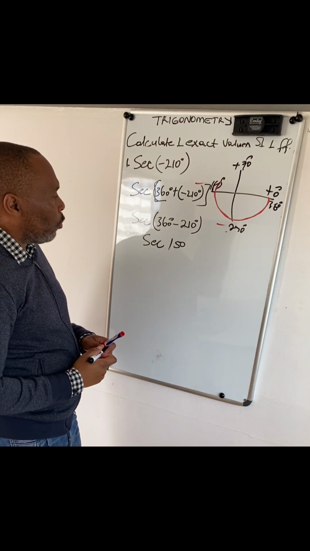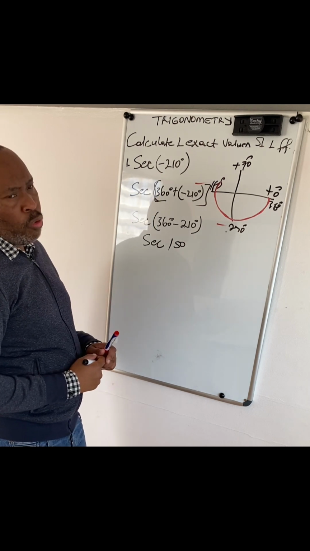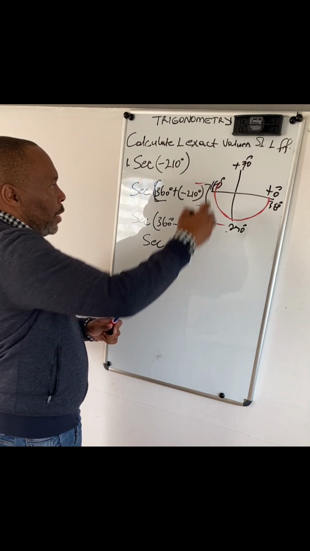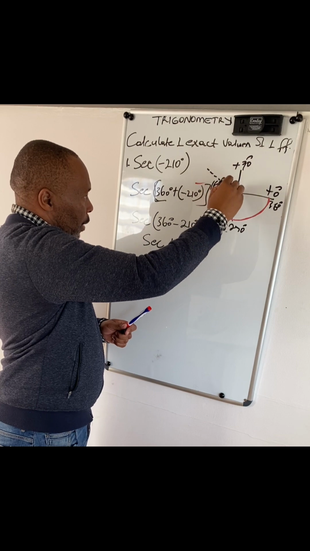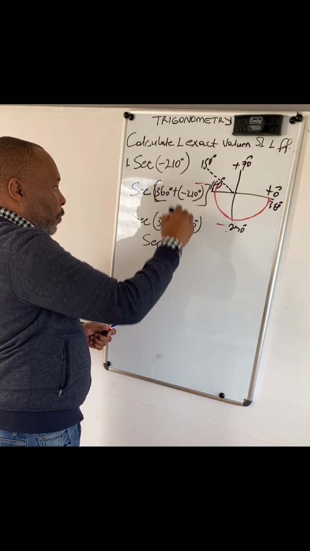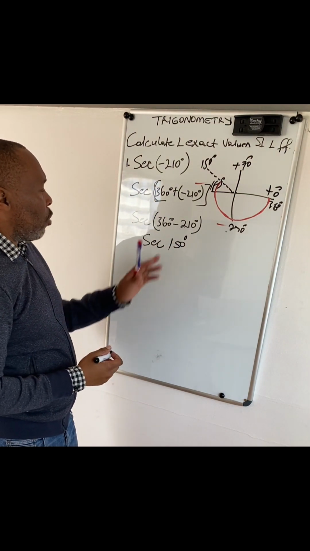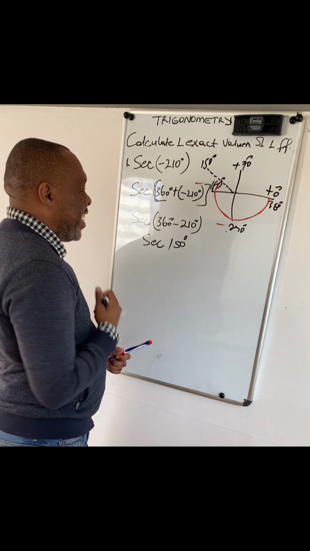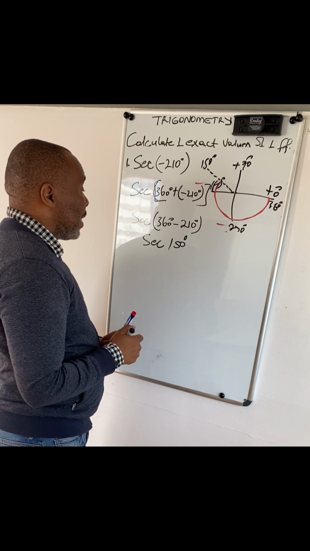Sec 150. At 150, third, fourth, fifth, no. Second quadrant, 150 is here, somewhere here, and it's 150 degrees. So sec 150 degrees. So at 150, sec, second quadrant, sec is negative.